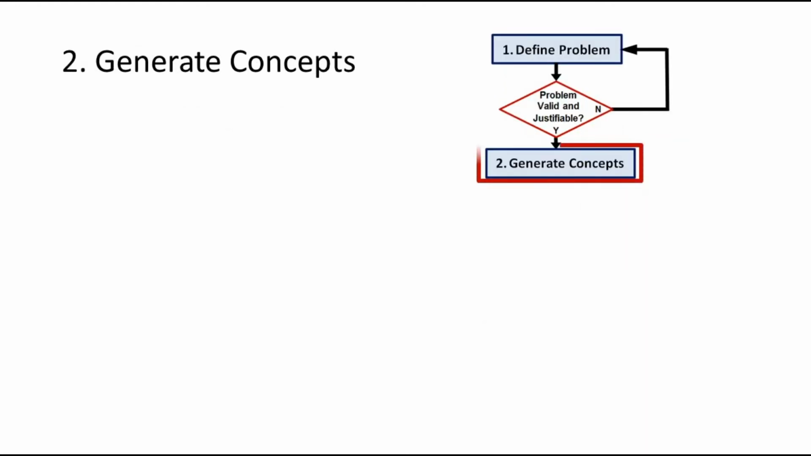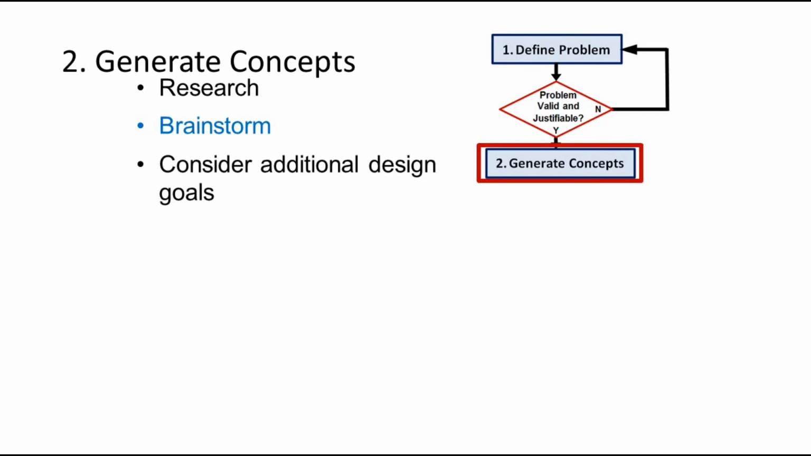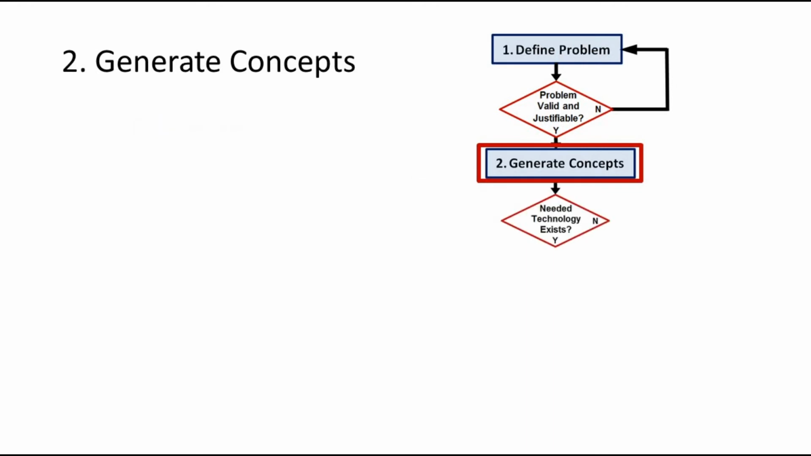Suppose the problem is acceptable, we can go to the next step, that is generate concepts. Generate concepts means we have to do research and conduct brainstorm sessions in order to understand the concepts behind the problem or behind the design. And again we can add some other design functions or goals to make the design worthy. At this point we are thinking about the technology, or the engineering, to solve this problem.